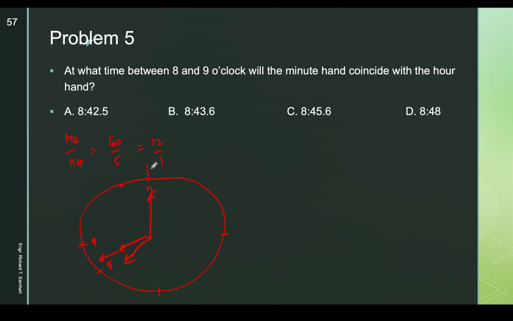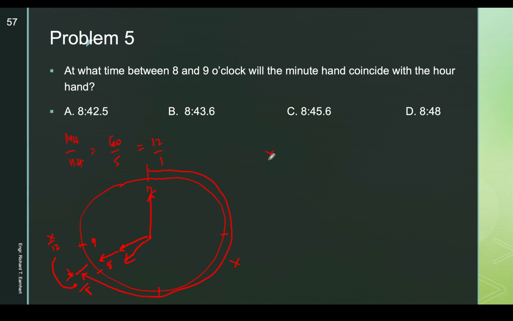So, from 8 o'clock, the minute hand will move by x minutes. And this is the movement of the hour hand from 8 up to this point. Based on the ratio, if the minute hand moves x minutes, the hour hand will move x over 12.